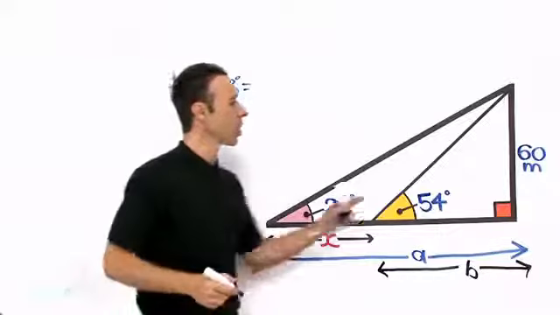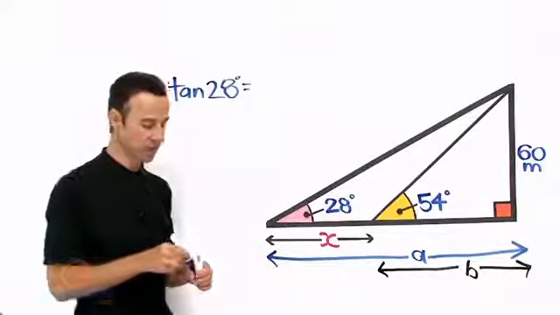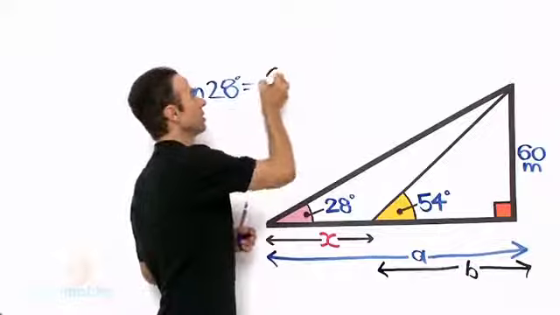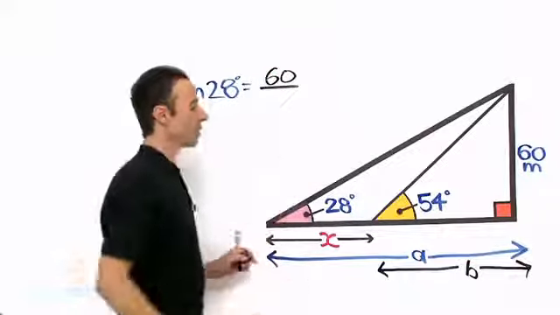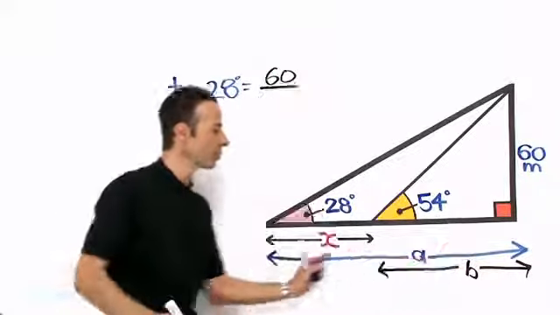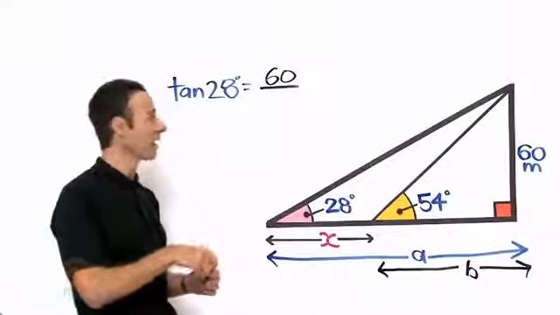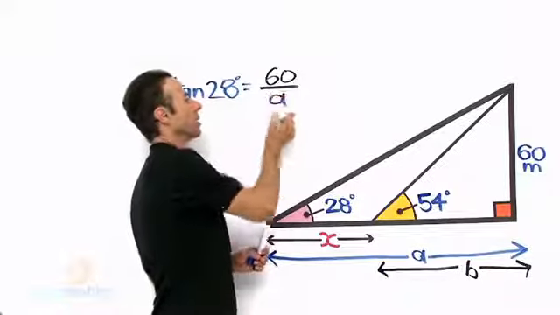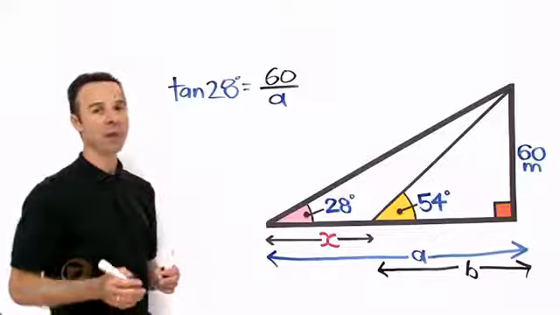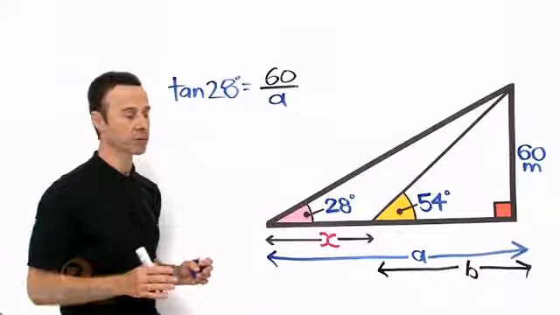And that equals, the opposite is actually 60 meters, yeah? So let's put that in. 60 meters all over that whole length that we're looking for in blue, which is the A, yeah? Okay, that's what we're looking for. That's the missing pronumeral for the big triangle.